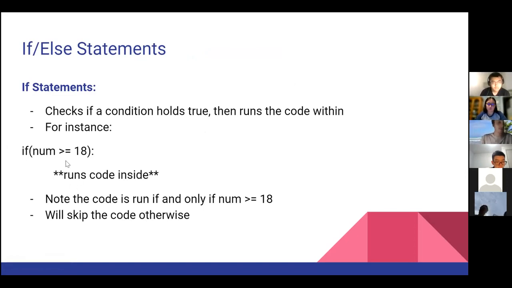For instance, we might have a value called num, and if num is greater than or equal to 18, which means if num is 18 or bigger, then it will run that code. The code is going to be run if and only if num is greater than or equal to 18, otherwise it skips.